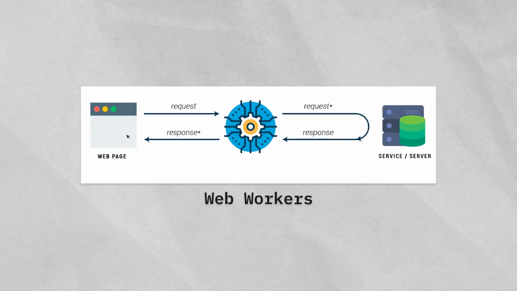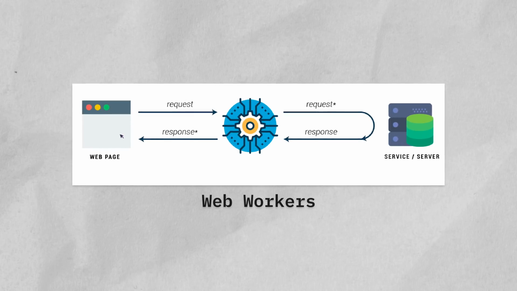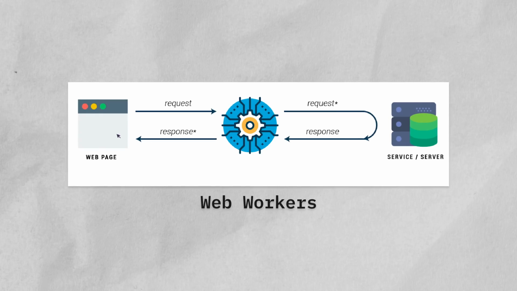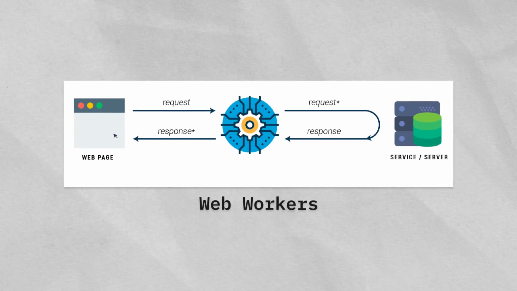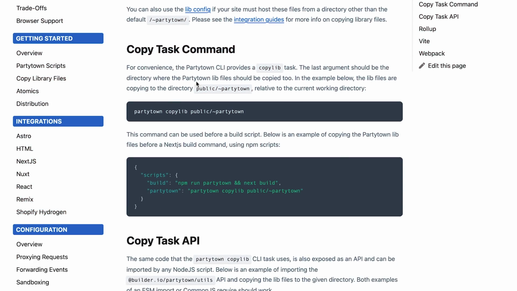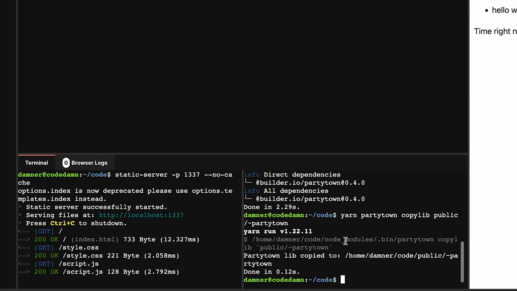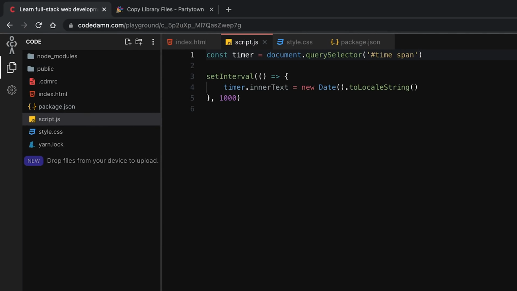Now remember that PartyTown actually runs a web worker, and due to browser security policies, you have to run web workers directly from the same origin, right? It cannot be hosted from a CDN. That means you have to always run the PartyTown SDK itself from your main website itself. So I'm going to go ahead and run this command over here with the help of yarn, and it will copy it to a public folder.